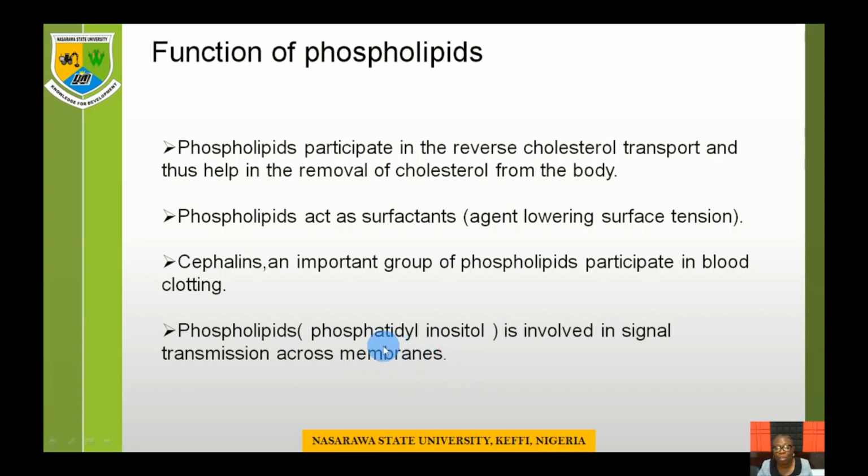I've told you that there are some messages that are passed from one place to another, all right, and they come in the form of signals. So phosphatidylinositol helps in transmitting these signals across membranes.